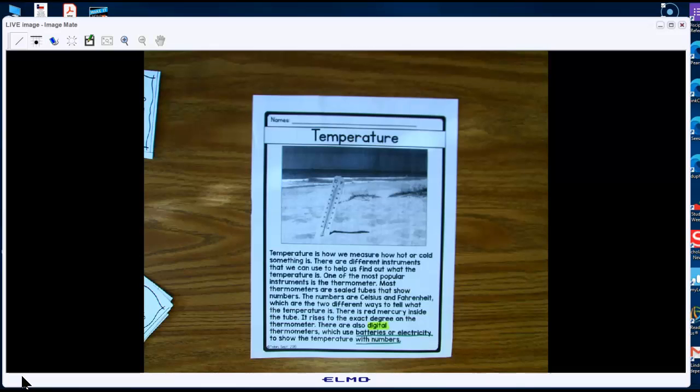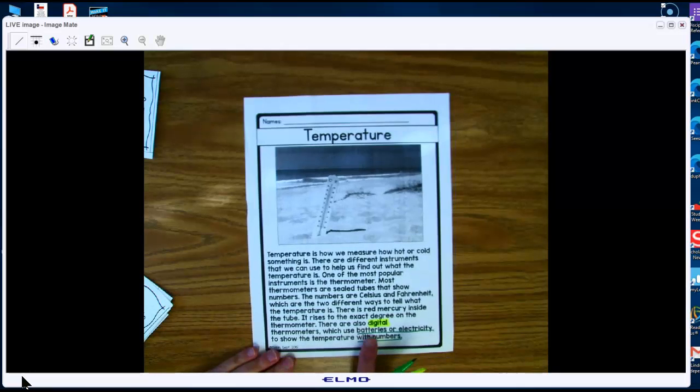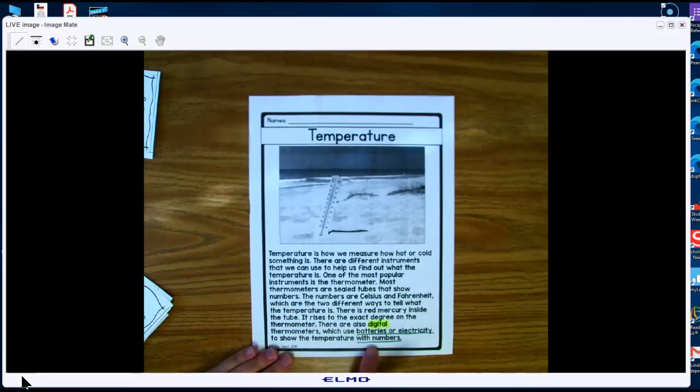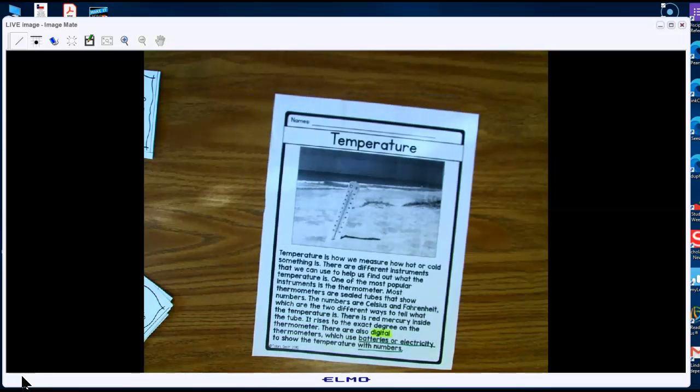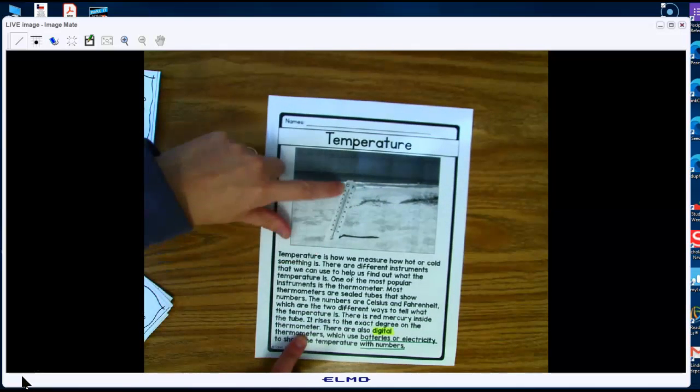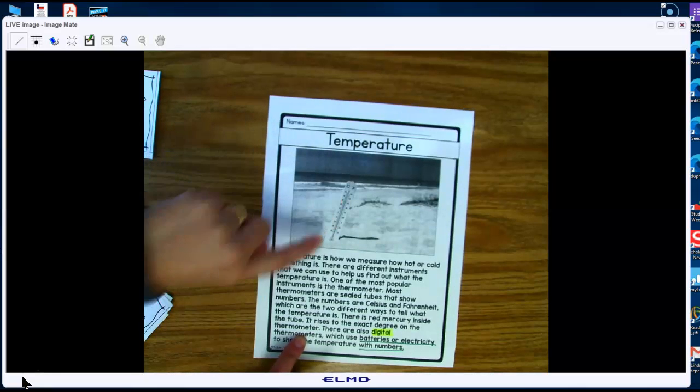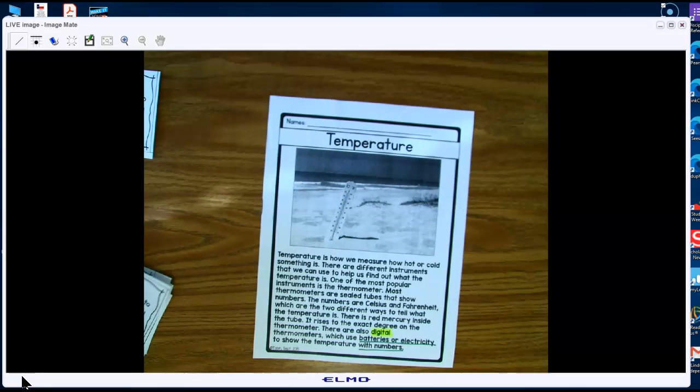Remember, most of you probably use a digital one. And the numbers show to tell you what your temperature is. So that's the clues. They're battery or electrical thermometers that have numbers that tell me my temperature. Not like this one that has the mercury go up. Those are not digital ones. We're going to learn more about temperature next week when we start weather. We're going to learn about weather.